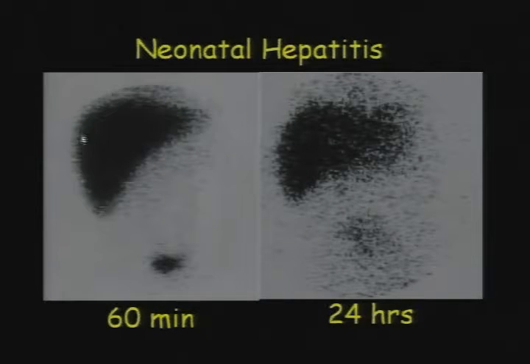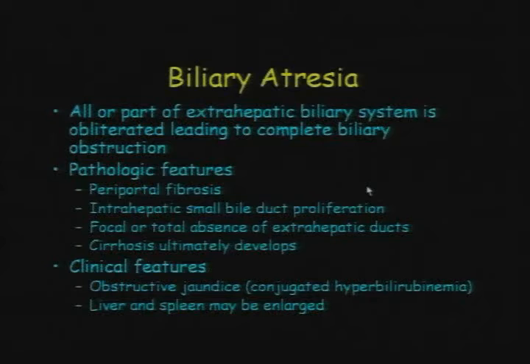So neonatal hepatitis, at 60 minutes, we don't see any excretion by the liver, but at 24 hours, we do see excretion into the bowel that gets rid of the diagnosis of biliary atresia, and instead you're dealing with hepatitis. With biliary atresia, the extrahepatic biliary system is obliterated. It may be an infective etiology. You have periportal fibrosis, and these kids will look well, but they'll have a conjugated hyperbilirubinemia.